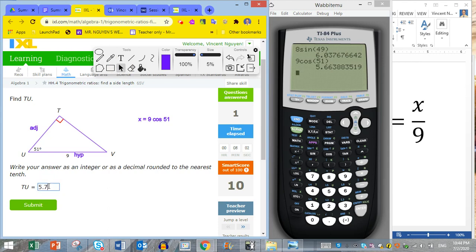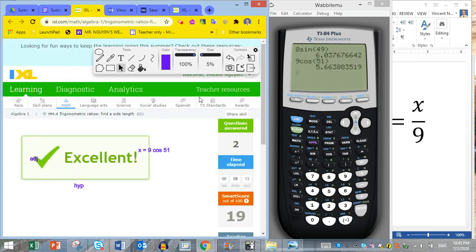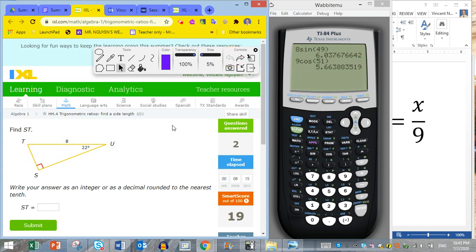Now, if these problems start to repeat, I am going to jump level, okay, to get you guys to see a more challenging problem. Submit. All right, take away what I just did there.